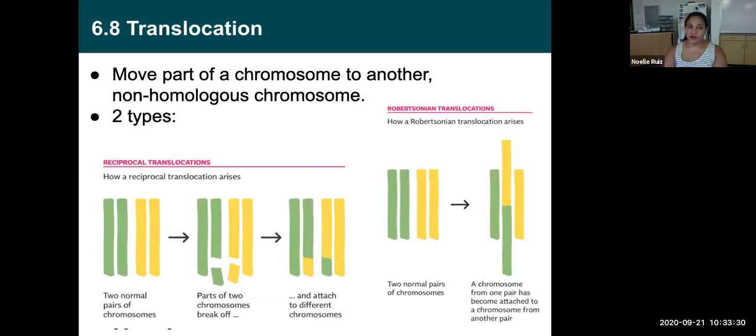Translocation is when a part of a chromosome is moved to another non-homologous chromosome. There are two different types. There's reciprocal translocation: parts of two chromosomes break off and attach to different ones. And then there's something called Robertsonian translocation. You have two pairs of normal chromosomes, and then whole chromosomes become attached to each other.